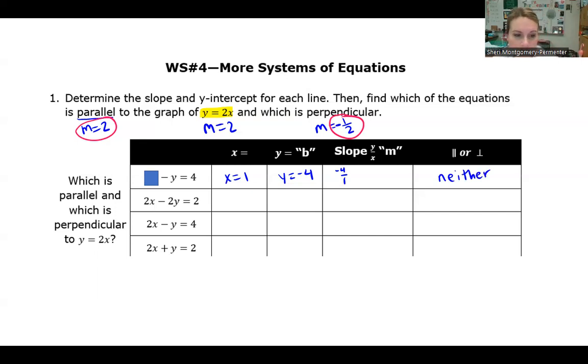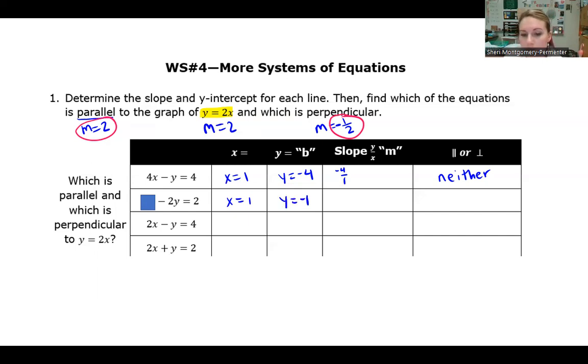We're going to check the second line. So we're going to figure out what x equals. I'm going to cover up my y part. So I get 2 divided by 2. What's 2 divided by 2? 1. So I'm going to do the same thing. I'm going to cover up my x. What's 2 divided by -2? -1.